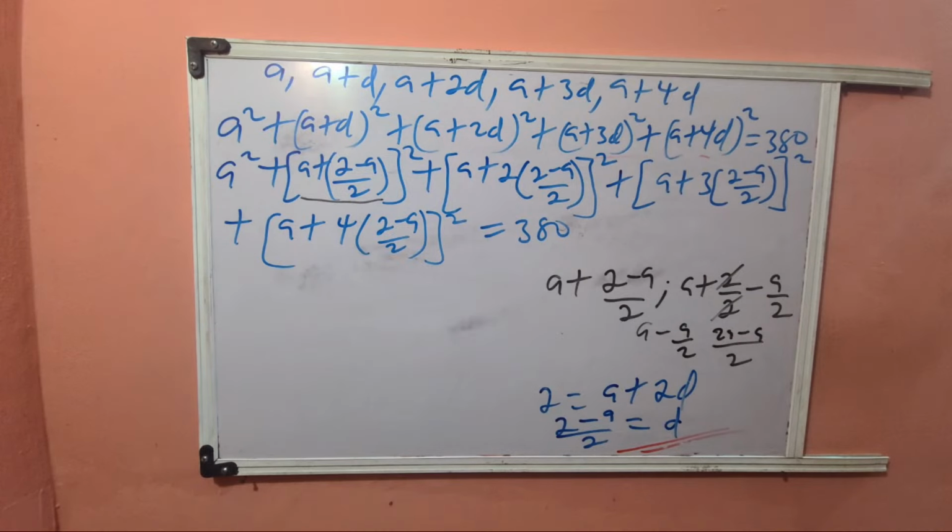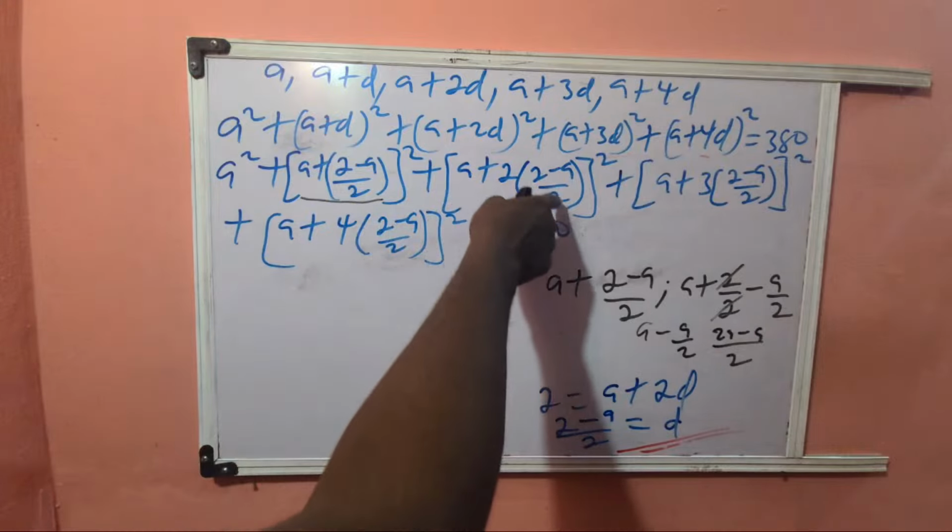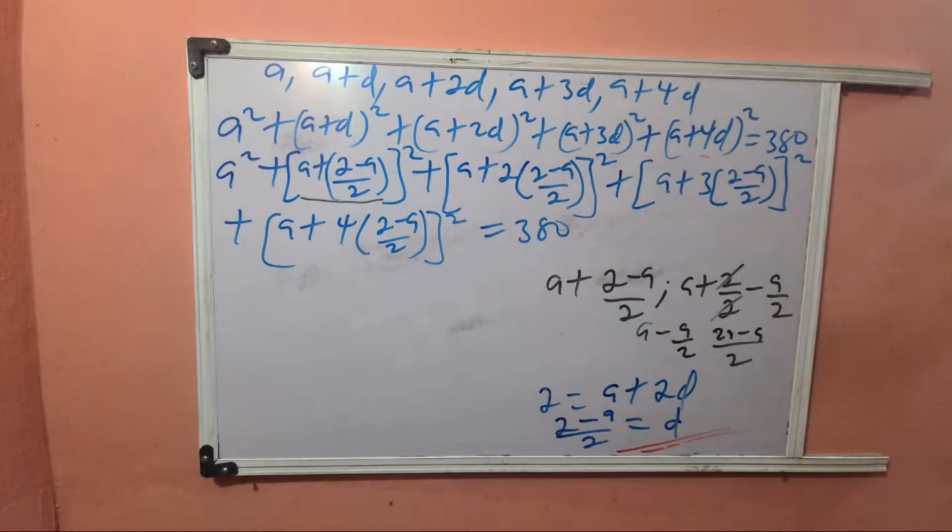All right, so if you look at the second side of things, we have a plus 2 into bracket 2 minus a over 2. Now, if you try to resolve this, I want to try and resolve all these inner brackets before we then bring everything together.